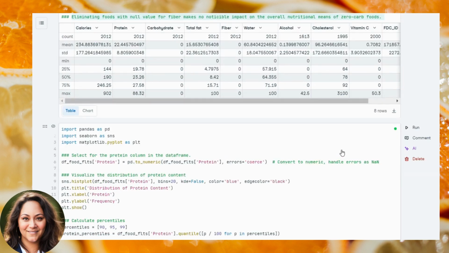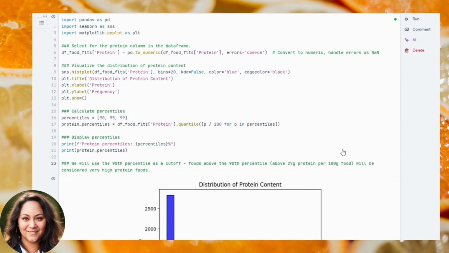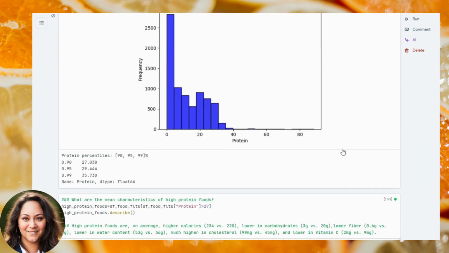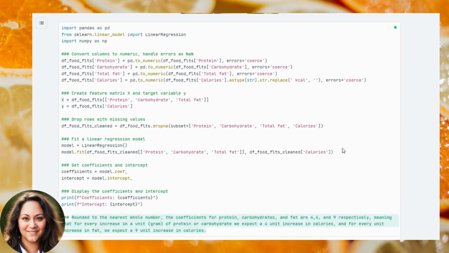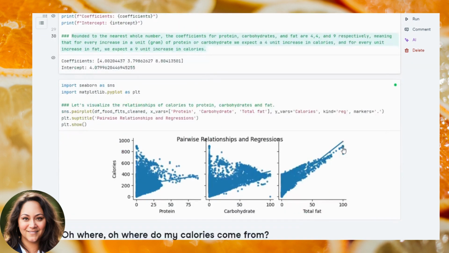I need the hat. So probably my very favorite part of the project is down here, where I plotted correlation of calories to protein, carbs, and fat. I love it because, as mentioned, I love playing with correlation, but also because it was a very tricky bit of code to implement. I found that the coefficients for protein, carbs, and fat are 4, 4, and 9, respectively, meaning that for every increase in a unit or gram of protein or carbohydrate, we expect a 4-unit increase in calories. And for every unit increase in fat, we expect a 9-unit increase in calories.